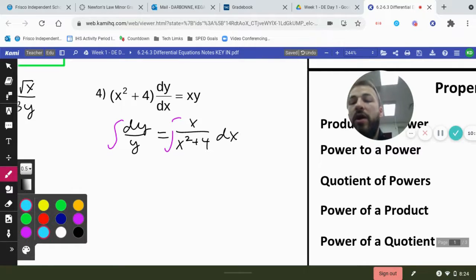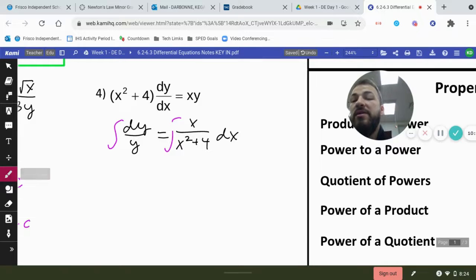Okay, so over here on the left, the integral of dy over y, that's the same as 1 over y times dy, which is actually the natural log of the absolute value of y.